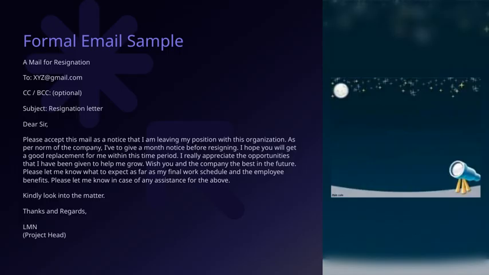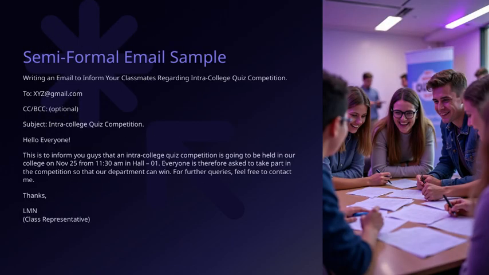In this slide, we're looking at a sample of a semi-formal email, which is a common way to communicate important information to your classmates. The purpose here is to inform them about an intra-college quiz competition. Notice the key components: the recipient's email address, which is usually to a group or individual, and the subject line that clearly states the purpose, in this case, the intra-college quiz competition. The greeting is friendly yet respectful. "Hello, everyone," which sets a positive tone.